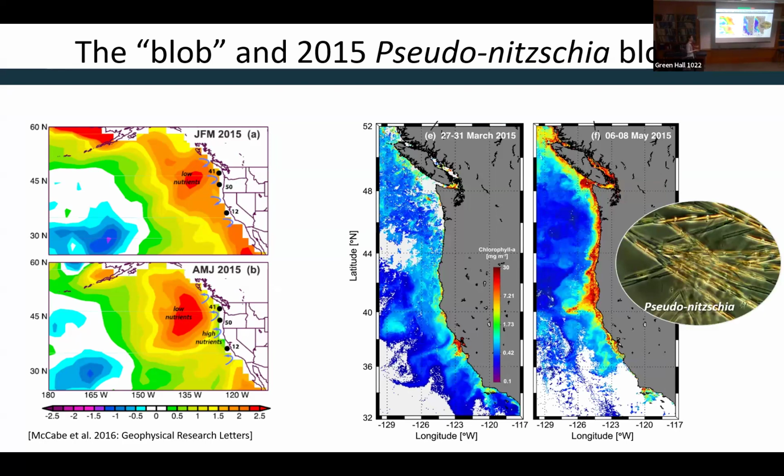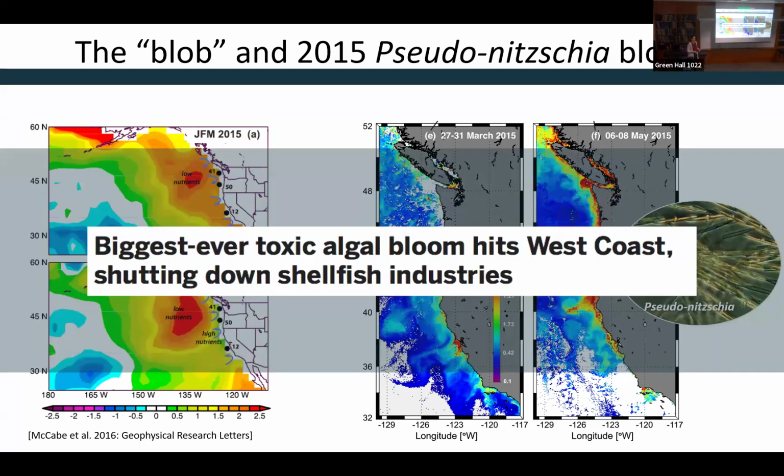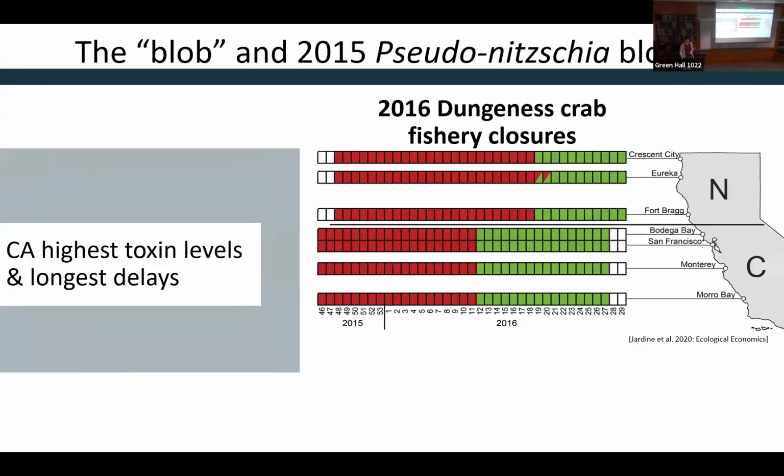And you can kind of see the formation of the bloom between these two maps of chlorophyll A concentrations from March to May 2015, where that red is coming up all along the West Coast in May. The bloom produced record-breaking toxic levels of domoic acid that accumulated in shellfish, including Dungeness crab. And so to protect consumers, a lot of shellfish industries were shut down across the West Coast, and that included the Dungeness crab fishery.